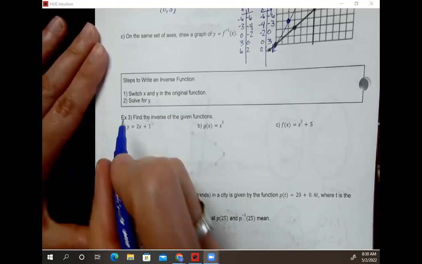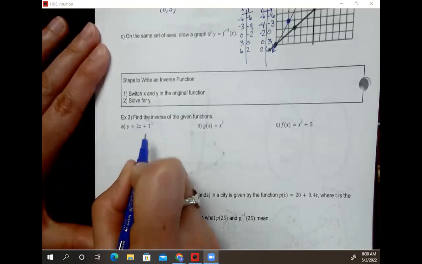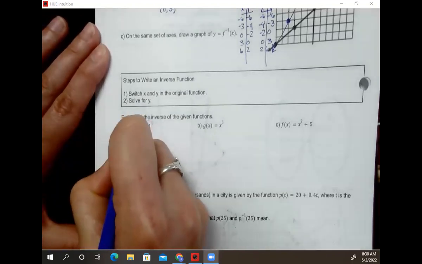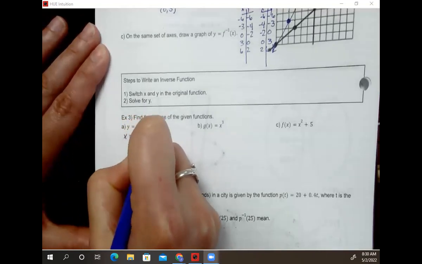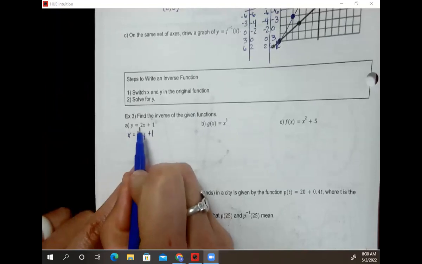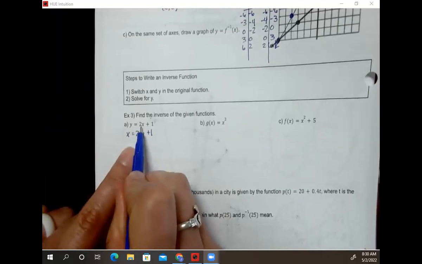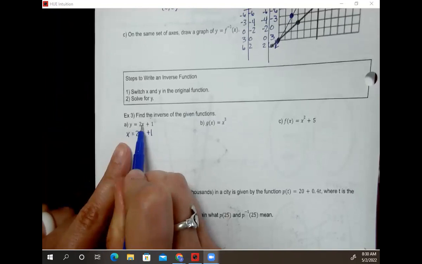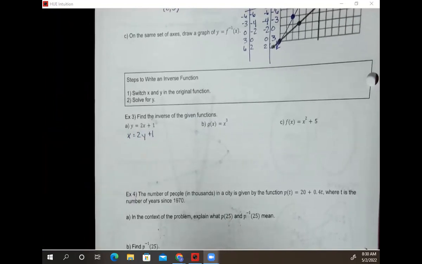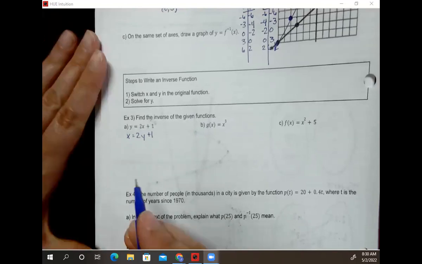So let's take a look at example 3 here. We've got y equals 2x plus 1. So step 1, switch x and y. So this would be x equals 2y plus 1. Now I want you to notice this was a direct swap. I had 2x before, now I've got 2y. It's just swap x for y. Anything else that's going on in the function stays exactly as it is. I just pluck out the x and put in a y.